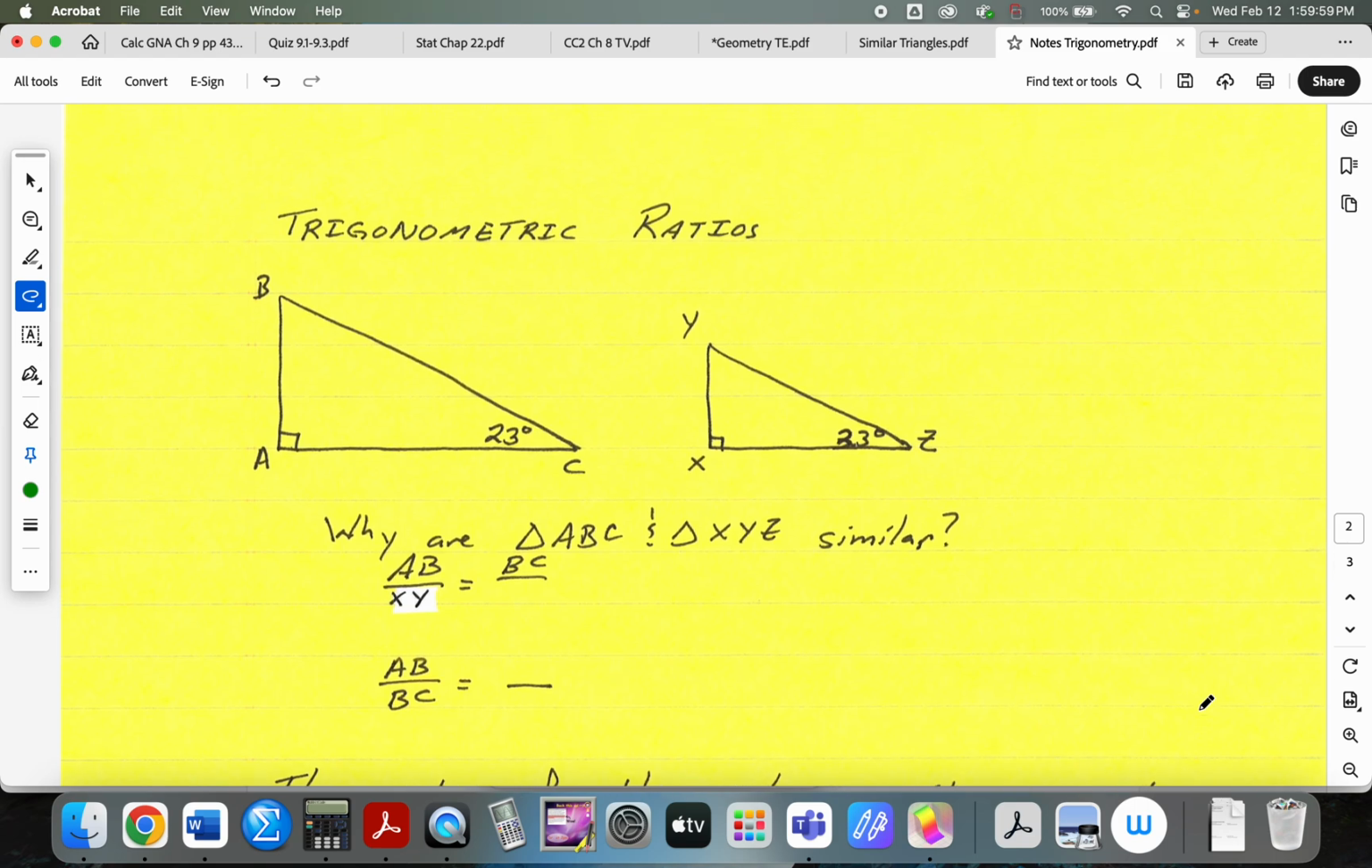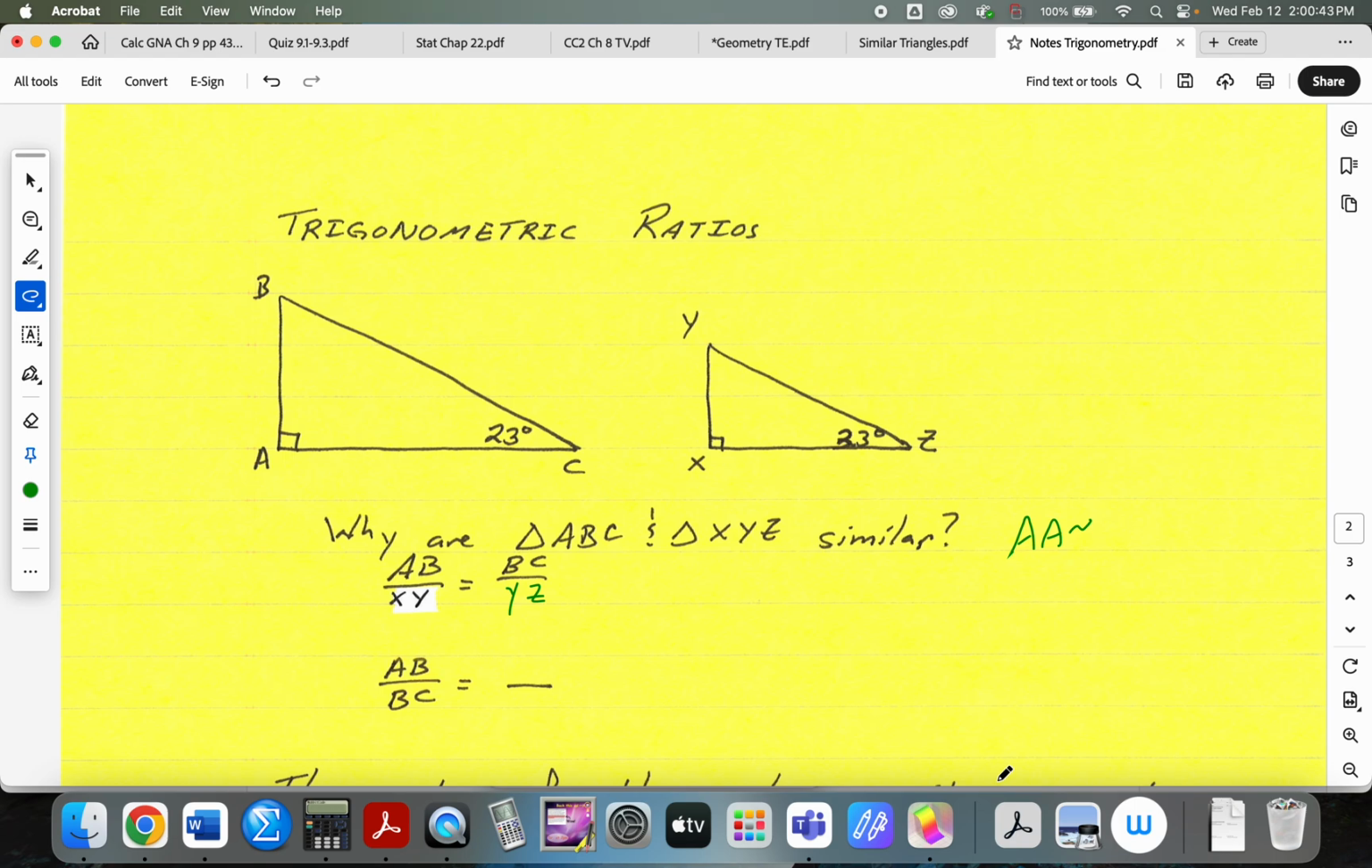So now we're going to talk about trigonometric ratios. Quick question for you. Why are triangle ABC and triangle XYZ in this picture similar to one another? That is called angle-angle similarity. Very good. So if I do AB to XY as BC is to what over here? YZ. We're just matching up the corresponding parts.